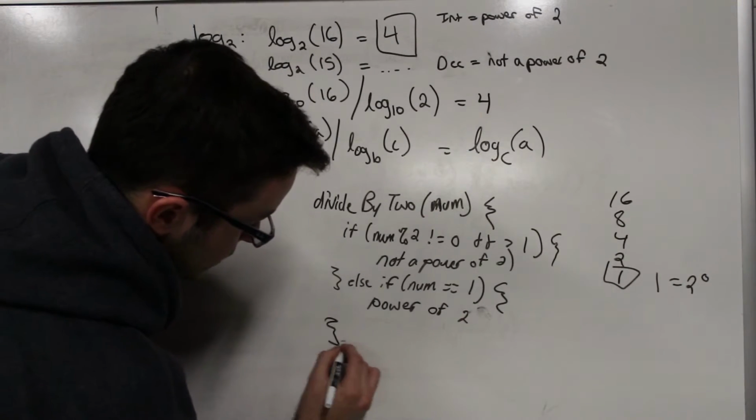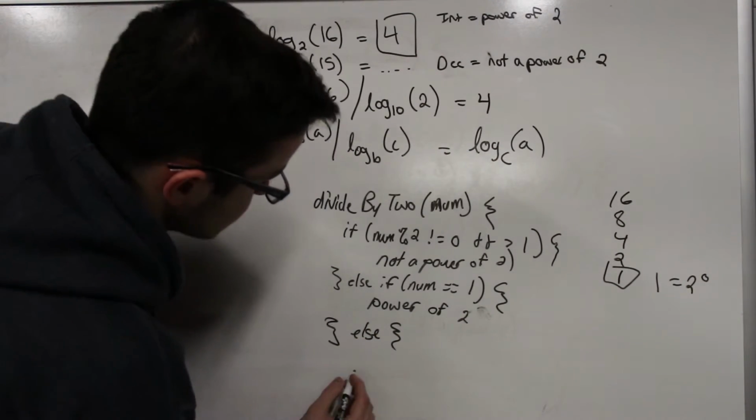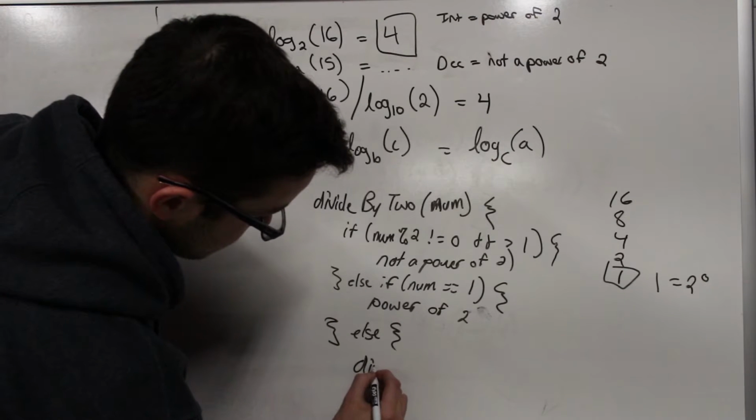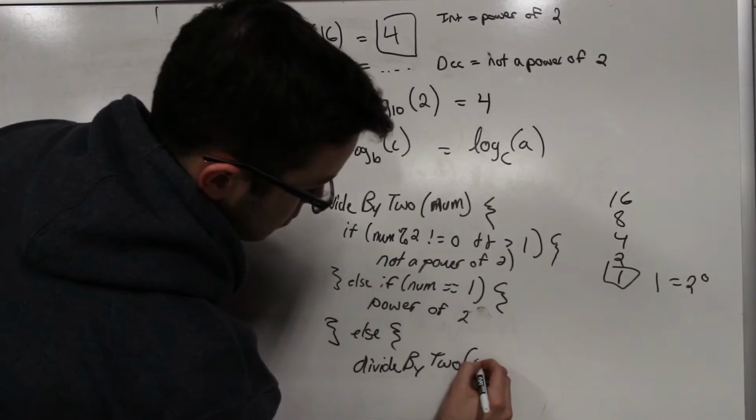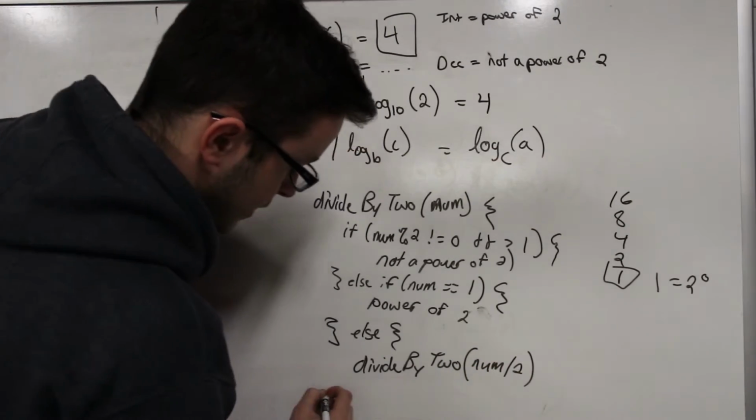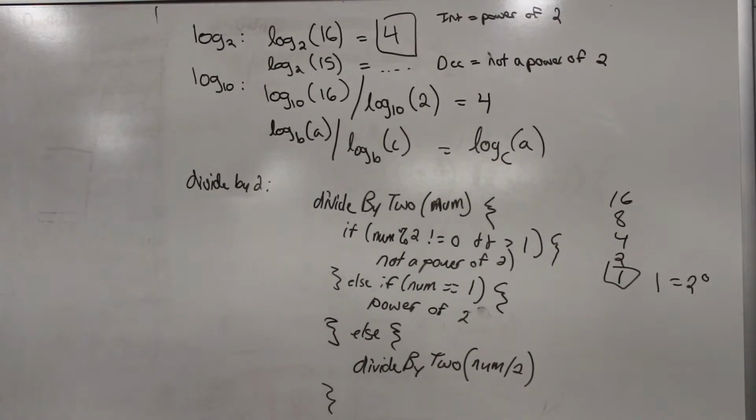And if it is not either of those cases, then we can recursively call the function with our value divided by 2.